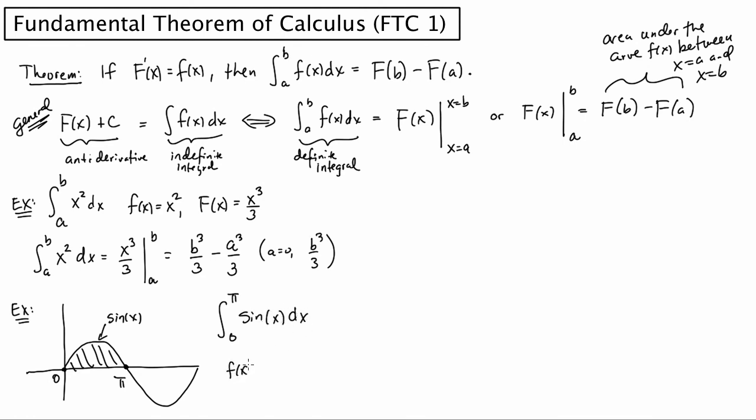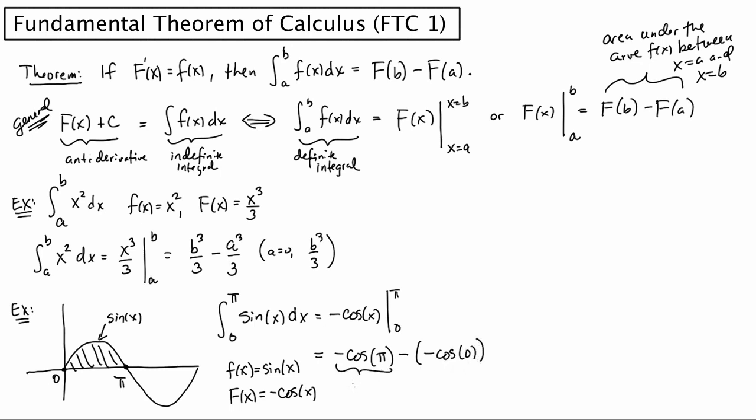Well, if f of x is sine of x, in a previous video in our discussion on antiderivatives, we noted that the antiderivative of sine is negative cosine. So by the fundamental theorem of calculus, this is negative cosine of x, that's the antiderivative, and we're going to evaluate that from 0 to pi. So we get negative cosine of pi. Now you need to be very careful here. It's minus negative cosine of 0. So this is the antiderivative at pi, minus the antiderivative at 0.